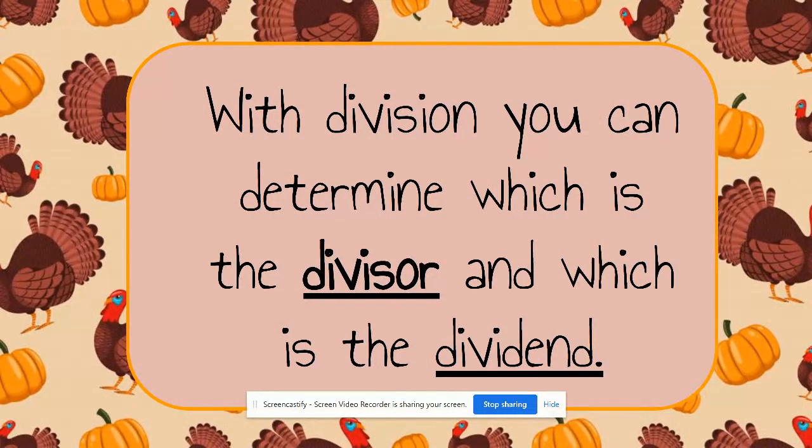The dividend comes first in the division problem. Then you have your division sign, then you have the divisor. So if I had 27 divided by 4, okay, this would be the what? The dividend, and the 4 would be the divisor. So 27 would be the dividend, 4 would be the divisor. So to write it in the fraction form, 27 would go on top, divided by 4. And that's how we would read it. Okay?